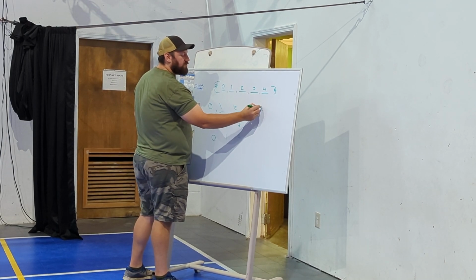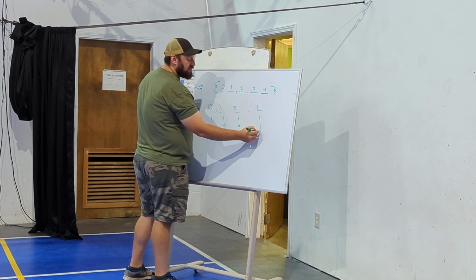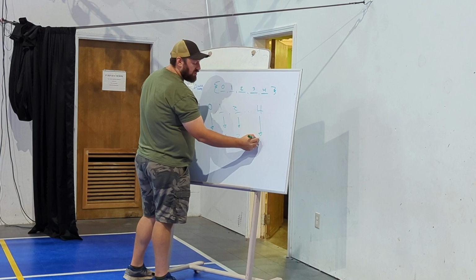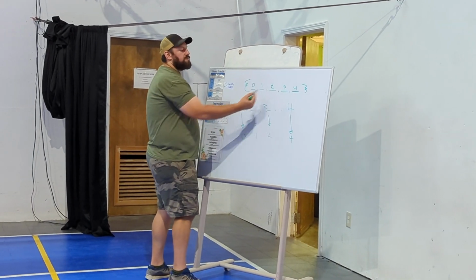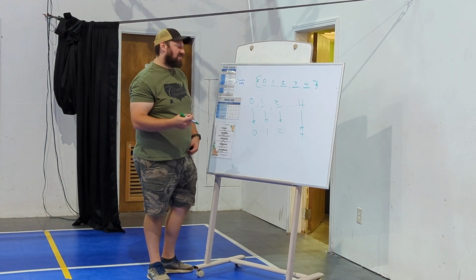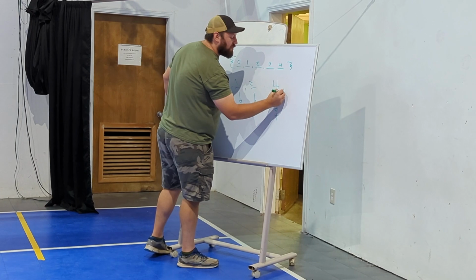We can go all the way up to 4, and we can say, great, I've got symbols to go all the way from 0 to 4. That's 5 symbols, because I'm in base 5. Okay, but what if I want to represent 5?